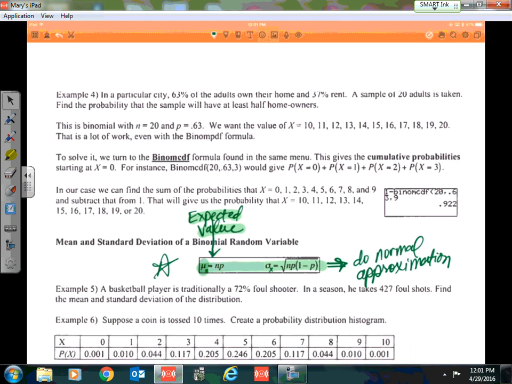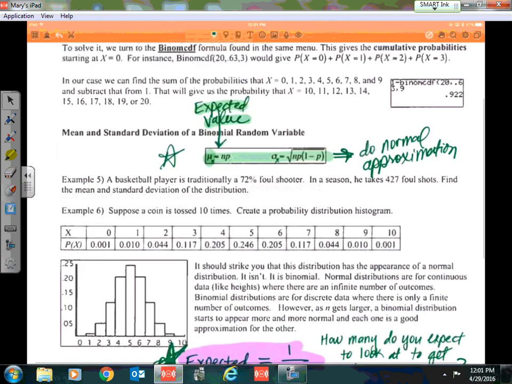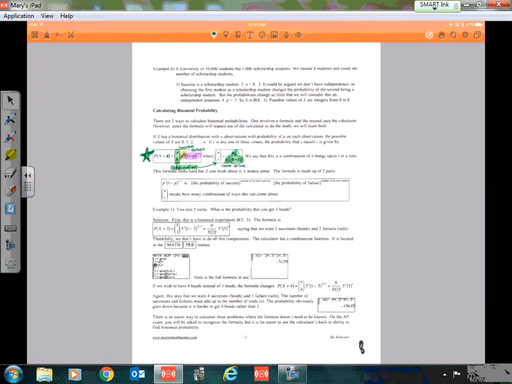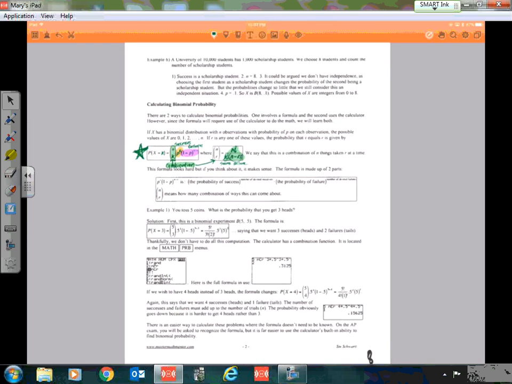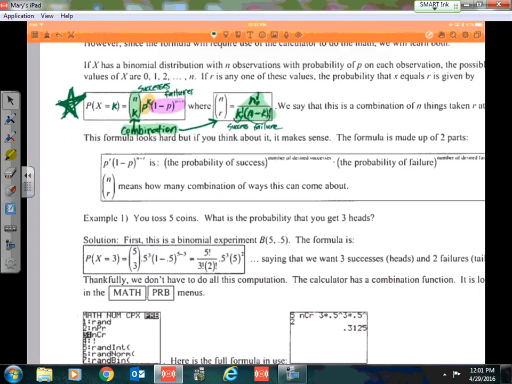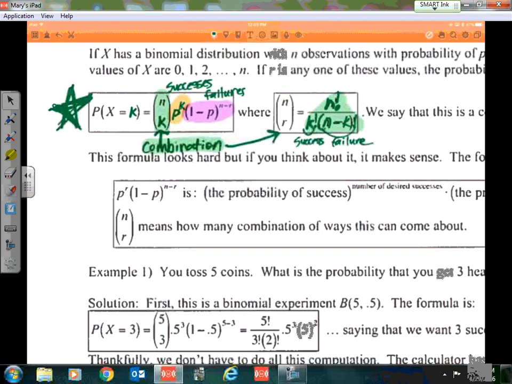Okay. Now, I'm going to go back to page 8, to the middle of page 8 where it says calculating binomial. I did already talk to you guys about this yesterday, but we'll just take a look at this formula. This one right here that I have starred is the formula. It is on your formula chart. It is how you compute the binomial probability.